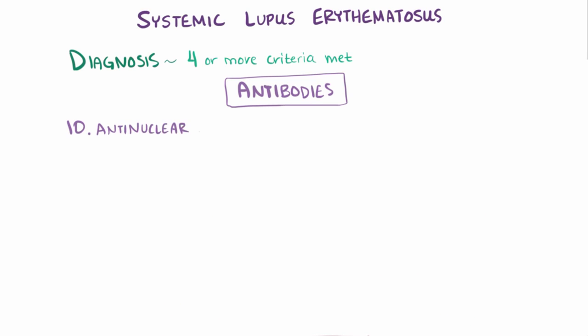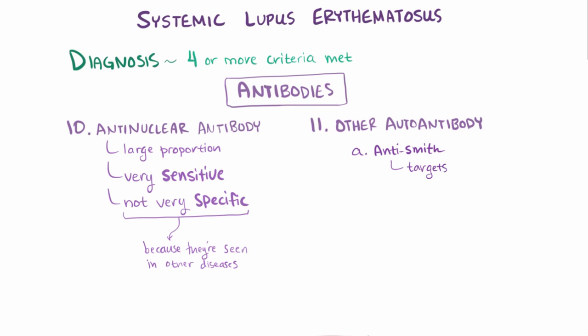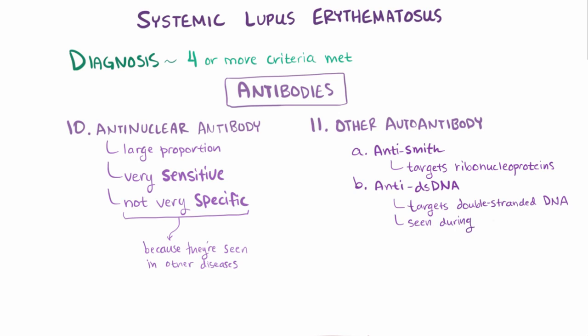The first one being anti-nuclear antibody, which we already went through. Now, a large proportion of patients with lupus have these, meaning this test is very sensitive. But this test isn't very specific, since these are also seen in other autoimmune diseases. Finally, they can have some other self-directed antibody that isn't anti-nuclear antibody, which can be one of 3 types. It could be anti-Smith, which is an antibody against small ribonucleoproteins, or it could be anti-dsDNA, which is against double-stranded DNA, and is often seen more during periods of active disease. And these 2 are relatively specific for lupus.